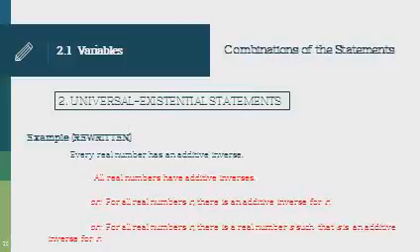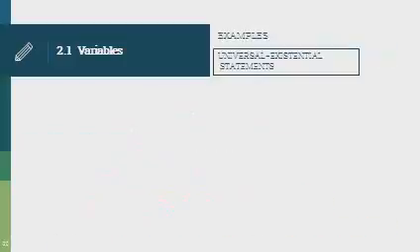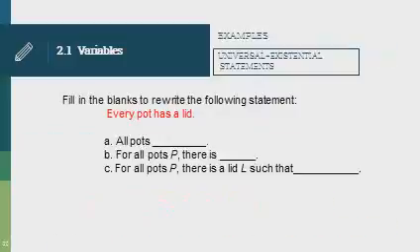Ayan, meron pa isa. For all real numbers R, there is a real number S such that S is an additive inverse for R. So let's try to answer this one. Fill in the blanks to rewrite the following statement. Every path has a lead. Letter A, all paths, letter B, for all paths P, there is a blank. For all paths P, there is a lead L such that blank.